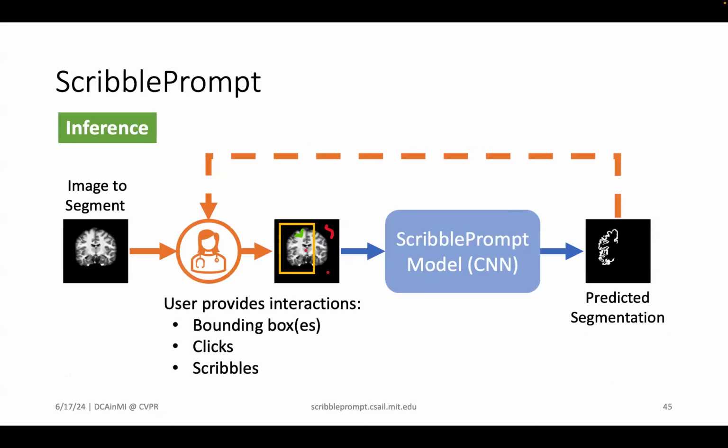So how do you train a system like this? At inference time, we have a user who's providing interactions like the bounding boxes, clicks, and scribbles. But during training, we don't have access to this user. So instead, we'll use algorithms to simulate different types of interactions.